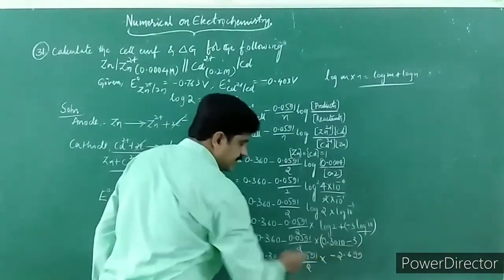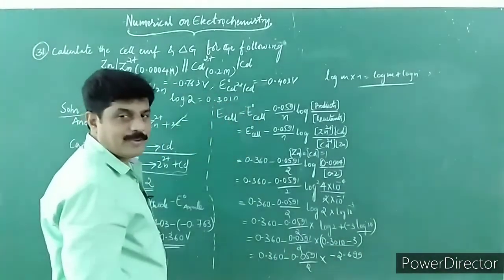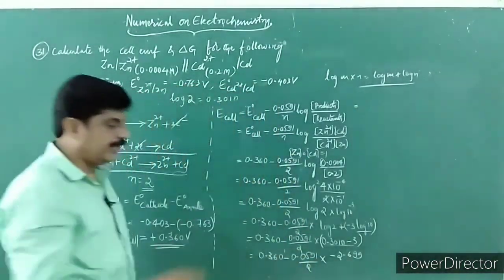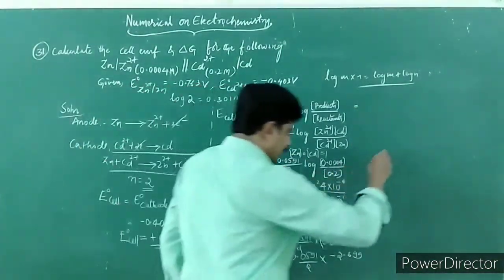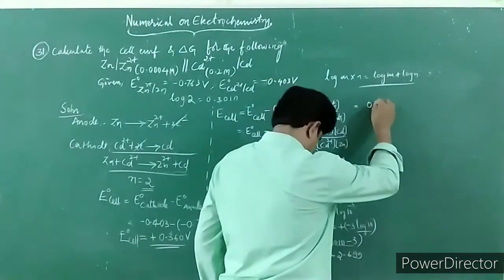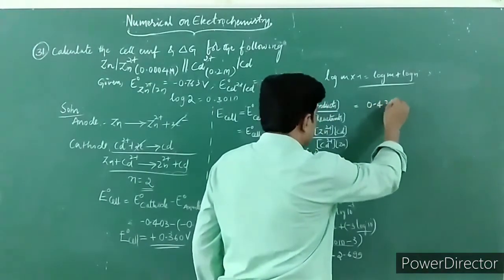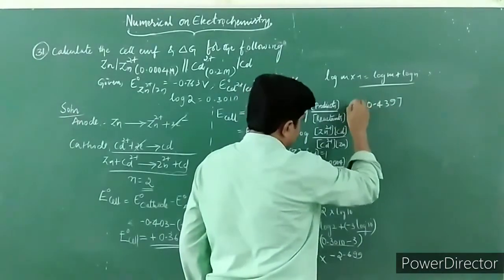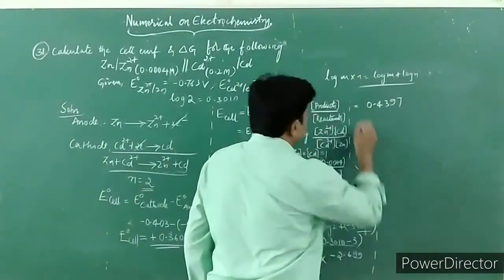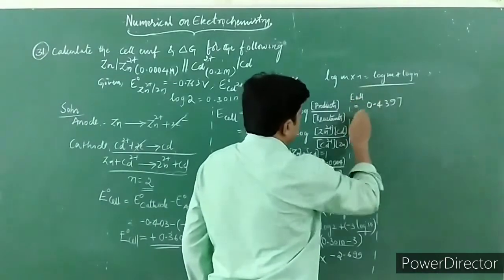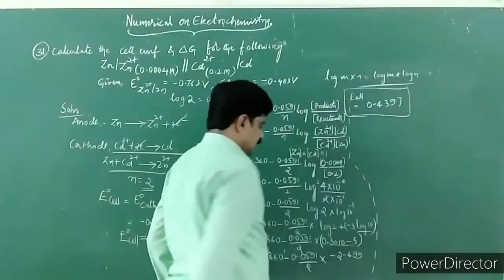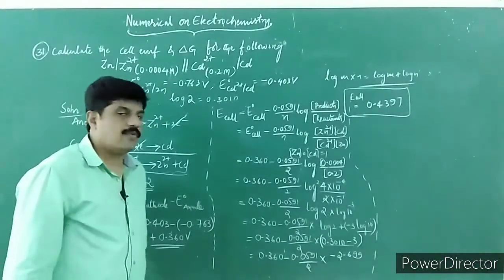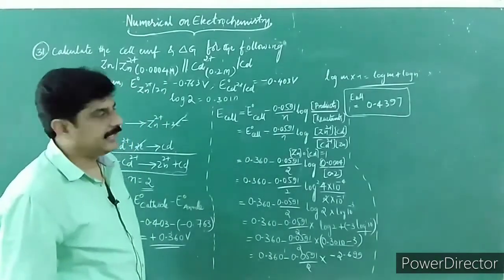Okay, if you subtract this, you will get the value. Hope you got it. Now let me continue. If I continue, look at here, I am going to get 0.4397. This is what? E cell value. If you simplify, you are going to get 0.4397, that is E cell value.